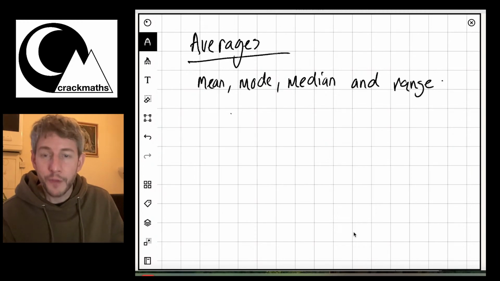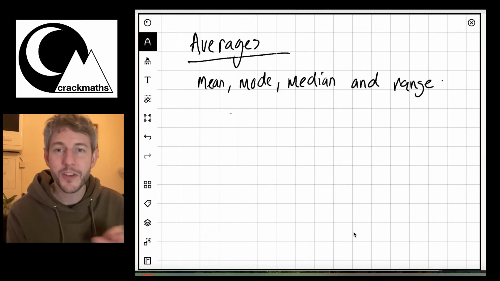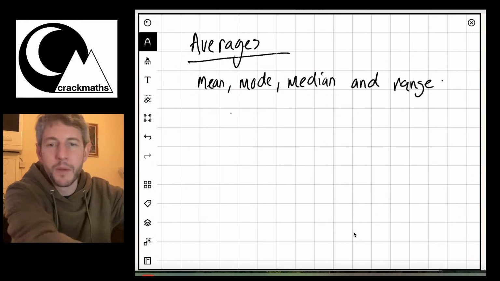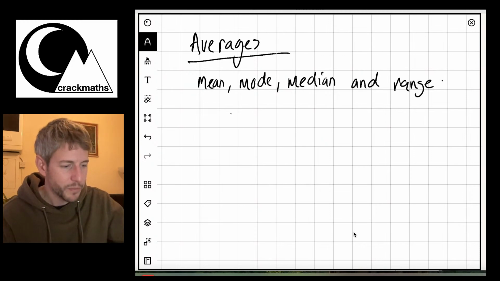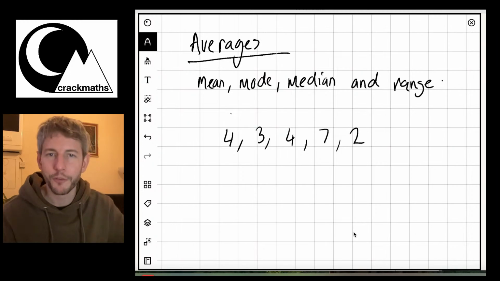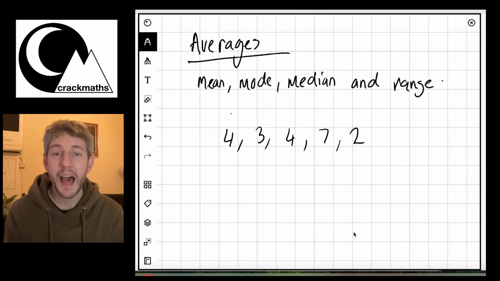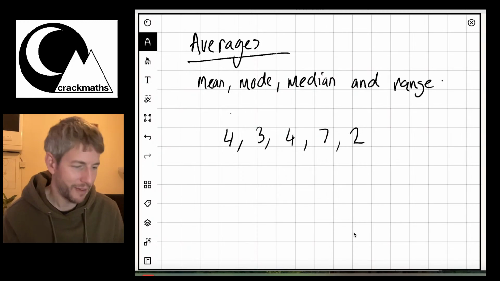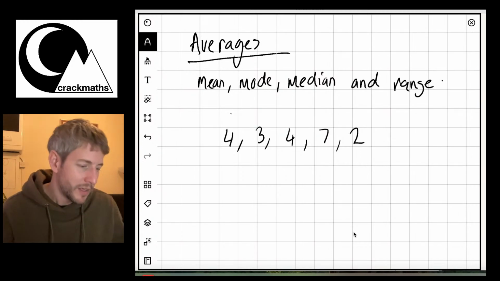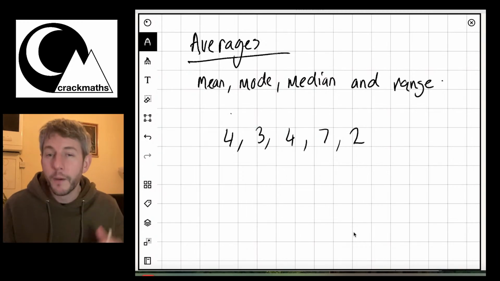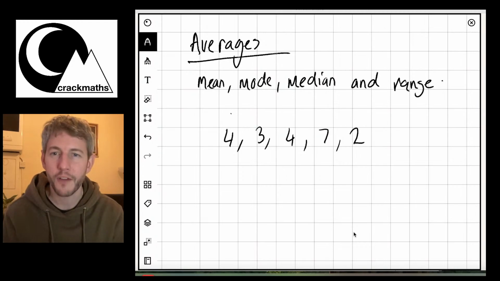Okay, so in order to demonstrate these best, I'm just going to put together a collection of data here. So I'm just going to write down some numbers. So let's say I've got 4, 3, 4, 7, 2. Okay, so I've just got 5 pieces of data here. These could be anything really. They could be the number of pairs of shoes that people have, or the number of children people have, or the number of family members, whatever they are. I've just got this collection of data, which is a list of 5 numbers.